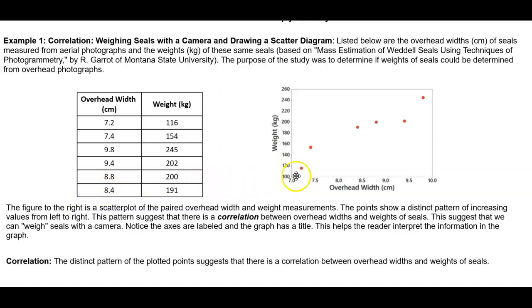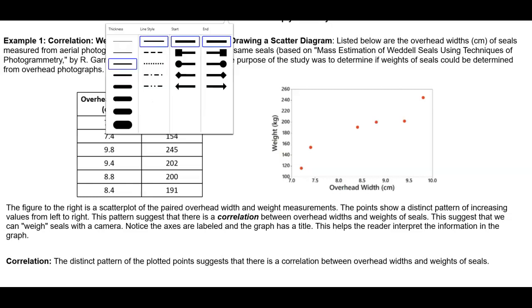Okay, so then if you look at the weight, the lowest weight is 116 and the highest is 245, so we're going in increments of 20 here, going from 100 to 260. So if we take a look at that first ordered pair, that's how we're graphing the scatter diagram.